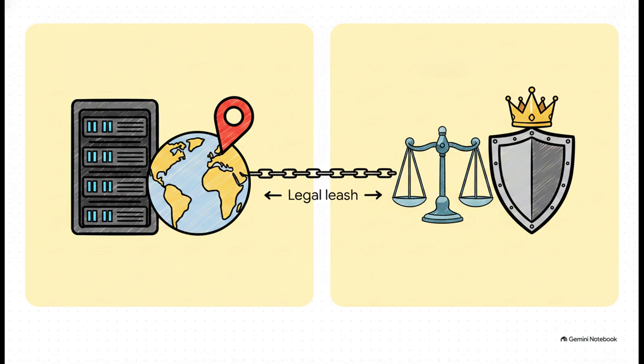The illusion is thinking server coordinates protect you. The harsh reality? Laws like the U.S. Cloud Act can literally compel a U.S.-based cloud provider to hand over data that's stored on a server over in Europe. Residency is just a technical state. Sovereignty is a legal leash.